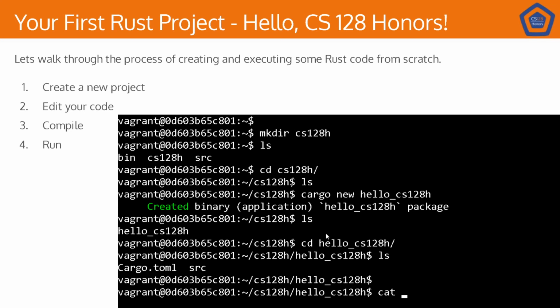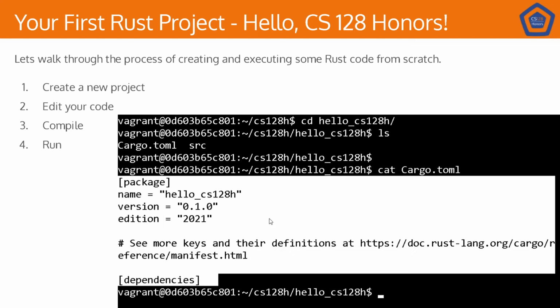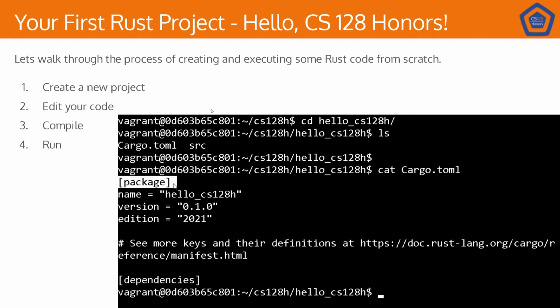So I'll cat cargo.toml, and so this is what's inside of this. We can see just some metadata. This is the package, or basically the thing that we're working in. This is the name of it, version 0.1.0, edition 2021. Maybe that should be 2022.